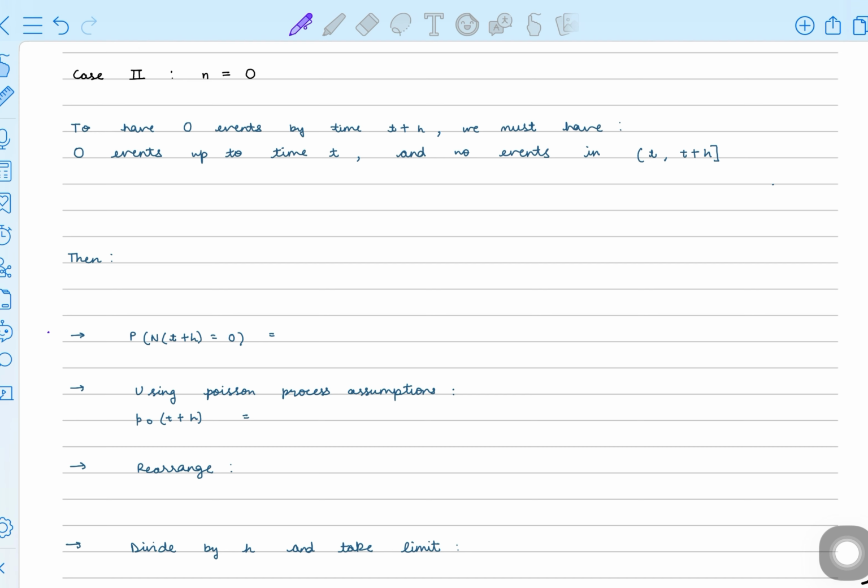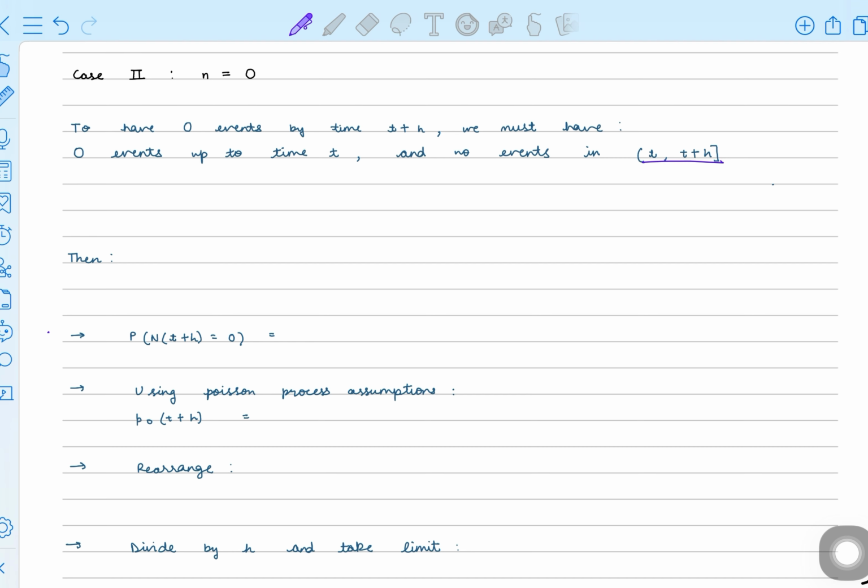To derive the probability equation for this case, we again look at a very small time interval. Here, we want the probability that there are 0 events up to the time period t plus h. That means that there must already be 0 events up to the time t, and no new event should occur in the small interval t, t plus h. Unlike case 1, there is only one possibility here. So, only one path exists.